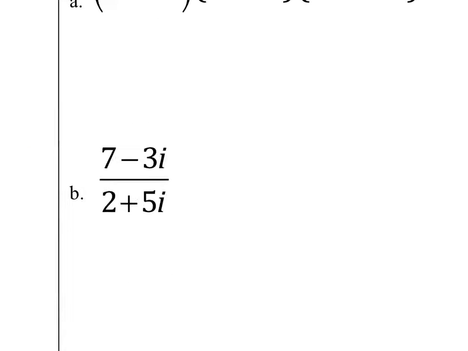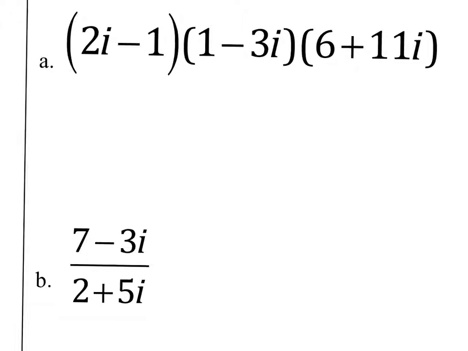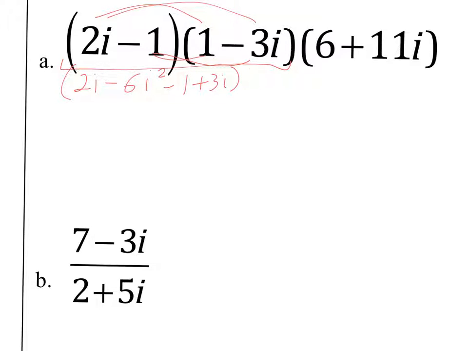Next problem, we've got to deal with some complex numbers. First up, I've got to do a whole bunch of distribution. I'm going to start by distributing the first two, then whatever I get, I'll distribute to my other things. So we've got 2i, minus 6i squared, minus 1 and plus 3i.